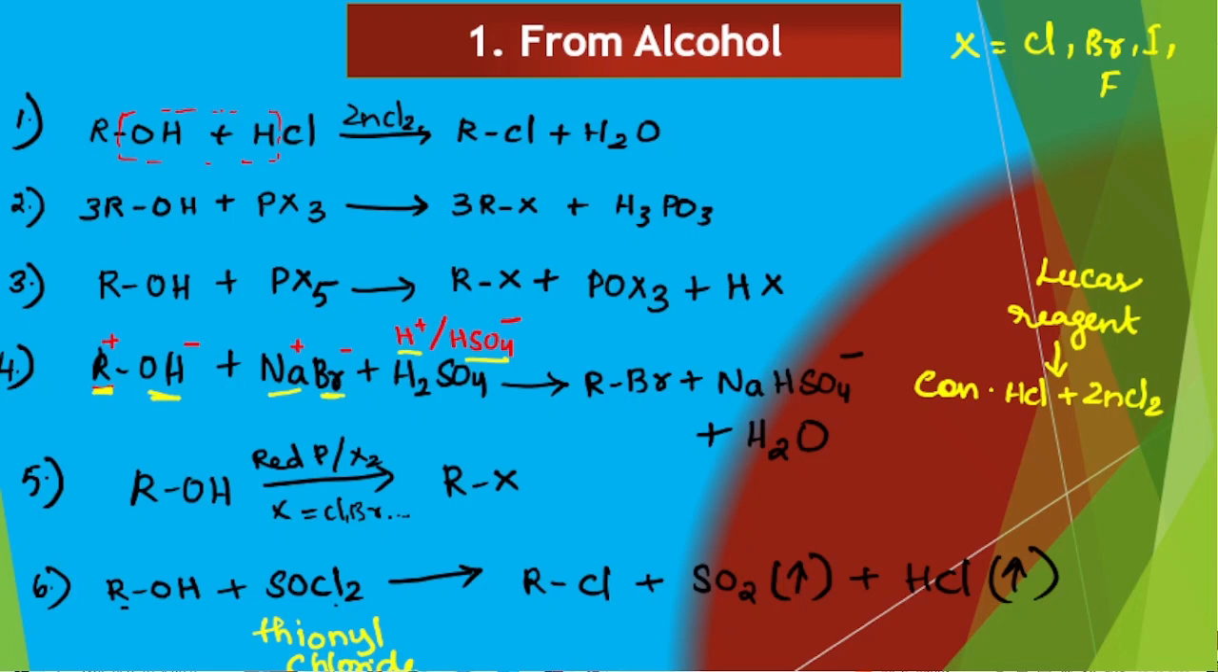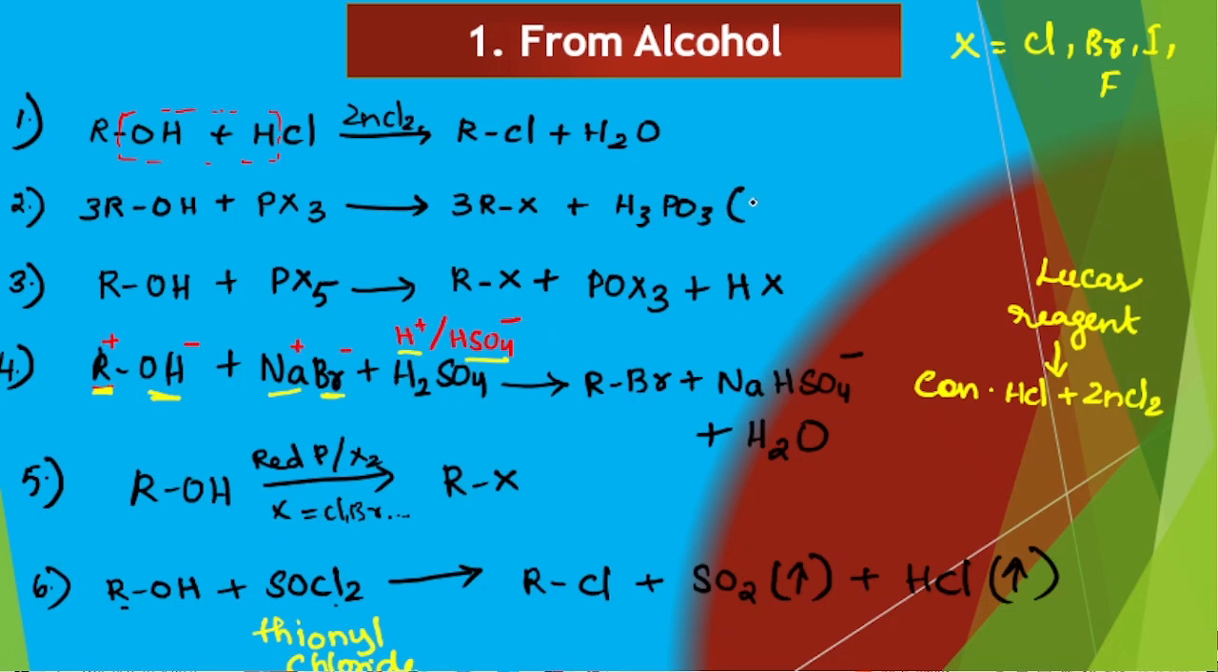So when these two are evolved, only your RCl is left over, that is your haloalkane alone is left, all others are evaporated. That means you will get only the single product. So it is the most preferable reaction, you can say. Clear? Hope you got that. So these are the reactions from alcohol, very important.